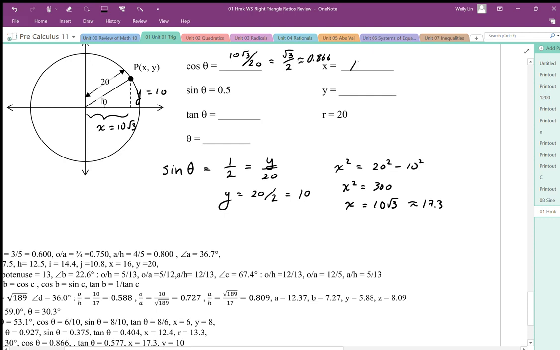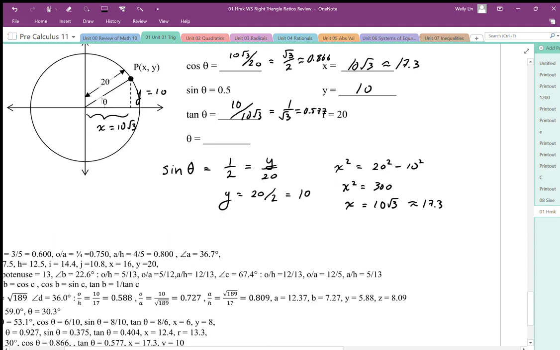Okay, so I'm just going to start filling in these things here. So this is going to be 10 root 3. That's approximately equal to 17.3. This is exactly 10. And then the tan ratio, I'm going to write that as rise over run. That will simplify to 1 over root 3. And the tan ratio, as a decimal value, is about 0.577. So I've got my sine, tan, I've got all my sides.